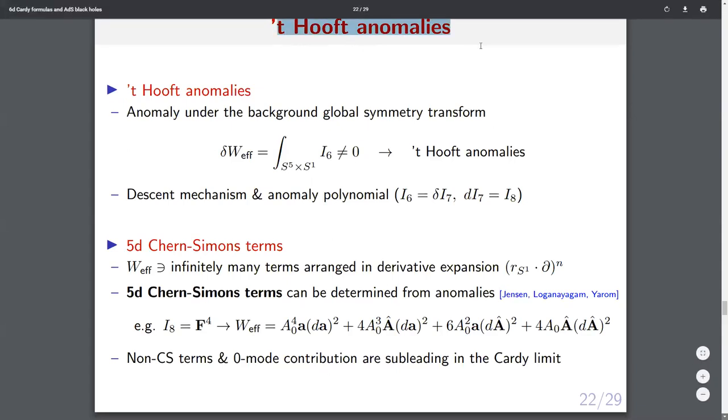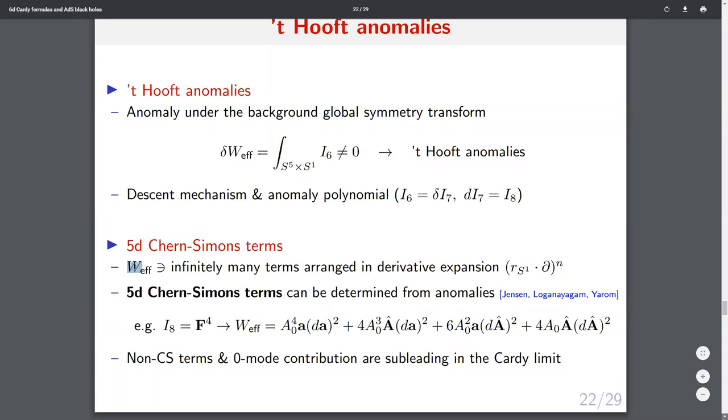So I'm going to explain some facts about the 't Hooft anomalies. A 't Hooft anomaly is an anomaly under the background global symmetry transformation. If you consider the background transformation of this effective action, in the presence of the 't Hooft anomaly it is non-zero, and it is parameterized by a six-form integral over the six-manifold. This six-form I6 is determined from the descent mechanism. I6 is determined from I7, and I7 is determined from I8. This eight-form I8 is called the anomaly polynomial.